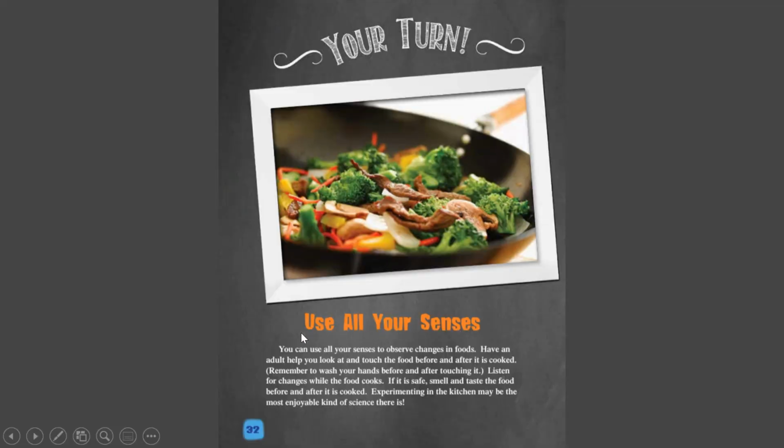Your turn. Use all your senses. You can use all your senses to observe changes in foods. Have an adult help you look at and touch the food before and after it is cooked. Remember to wash your hands before and after touching it. Listen for changes while the food cooks. If it is safe, smell and taste the food before and after it is cooked. Experimenting in the kitchen may be the most enjoyable kind of science there is.